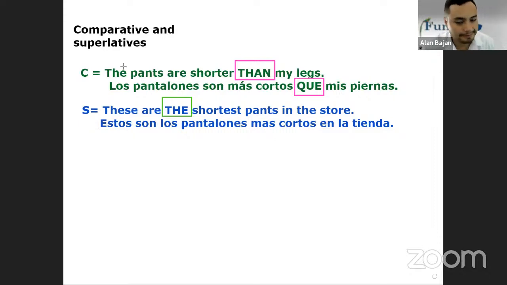Is that clear? Let's practice. Please write a sentence with comparative and superlative for the adjective fast. In the chat, please. One with comparative, one with superlative.